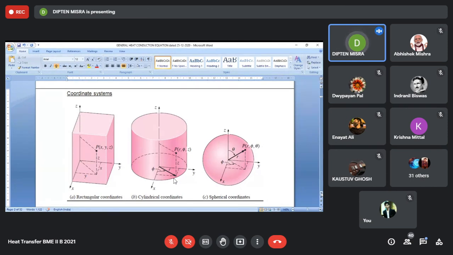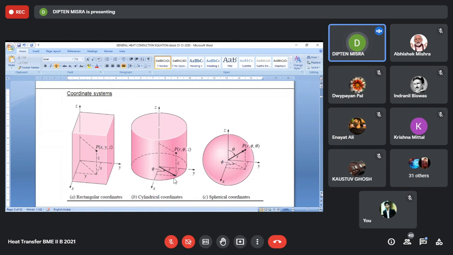Now, when we are dealing with a cylindrical body, it will be inconvenient to deal with the problem if we treat the whole thing in terms of the rectangular Cartesian coordinate system. Whereas, it will be much more convenient if we can rewrite that equation in terms of the cylindrical coordinate system.